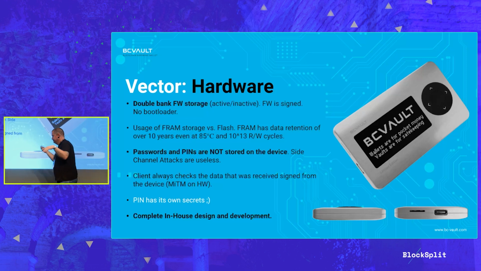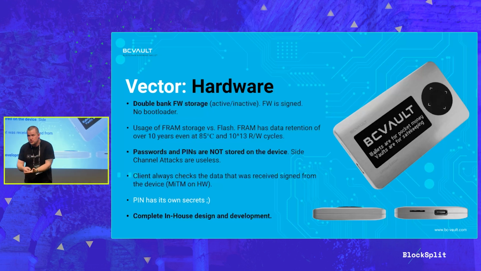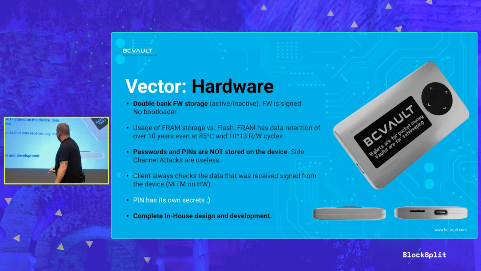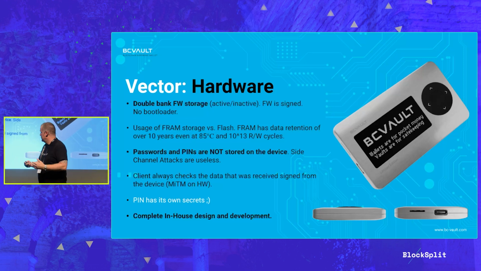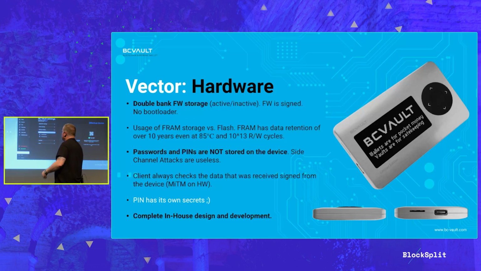FRAM, as I said, has retention of data not comparable to flash. Flash is for sissies. Passwords and PINs are not stored on the device. Unencrypted data is not stored on the device. You can take the chip, you can rub it off, you can read it with a microscope, you can do amazing things, and you will get encrypted data. So good luck with that. The client always checks the data, as we said, with hardware. Yeah, well, the PIN has its own secrets which don't leave the device because of security reasons. And of course, everything is developed by us.